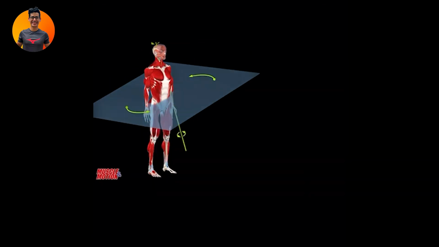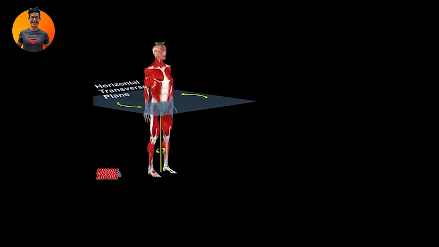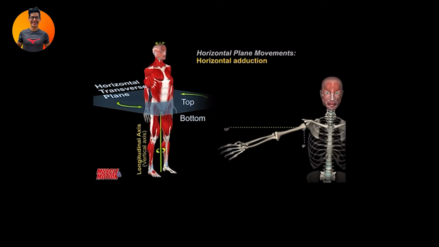The transverse or horizontal plane passes through the body in a line parallel to the floor, dividing the body into top and bottom parts. Transverse plane movements are twisting or rotational movements. For example, horizontal adduction and abduction or horizontal flexion and extension.